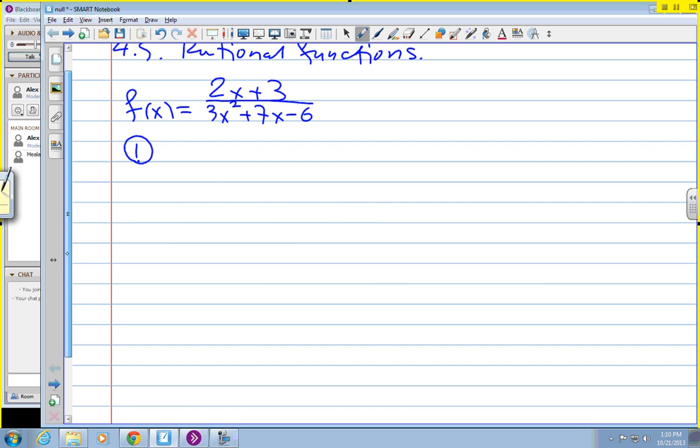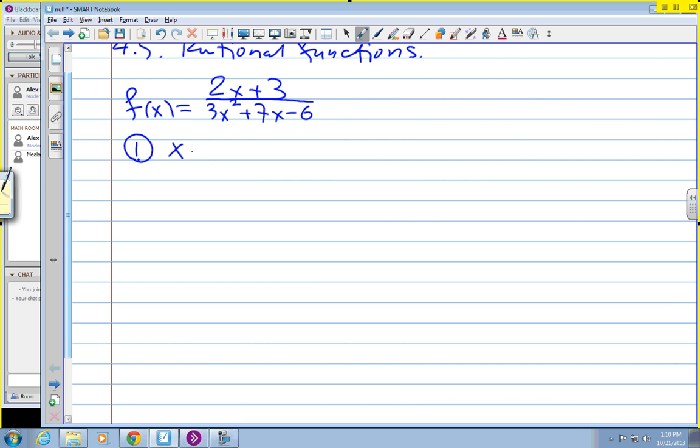First, we want to find the x-intercepts and y-intercepts. So how would you go about finding the x-intercepts? What do we need to do? Yeah, or in this case, just set the numerator equal to 0. That's what we agreed usually works. Whatever turns the numerator to 0 will make the entire function equal 0. So solving for x, you get x equals negative 3/2. So that's the x-intercept.